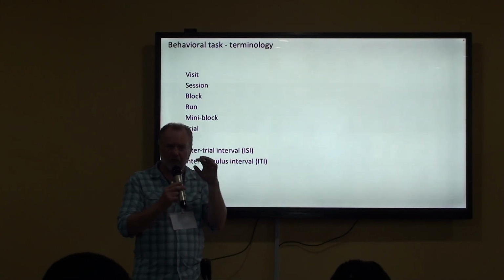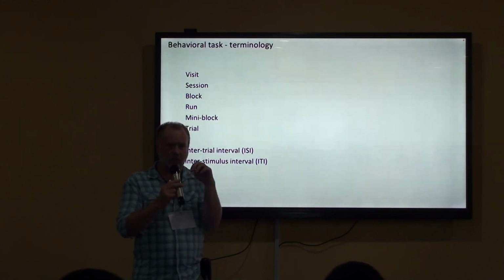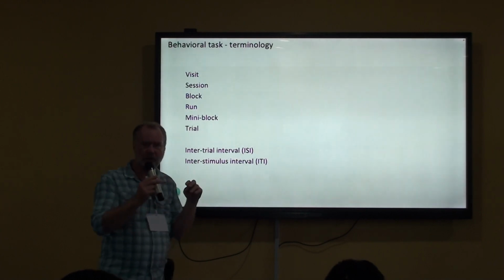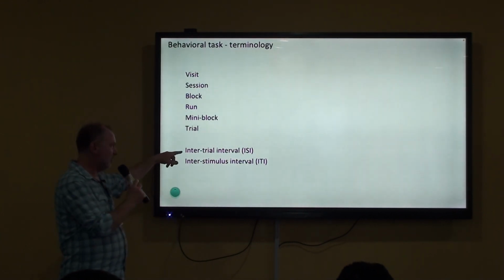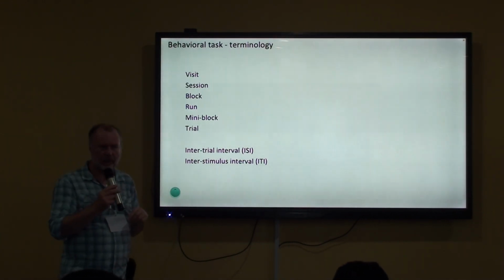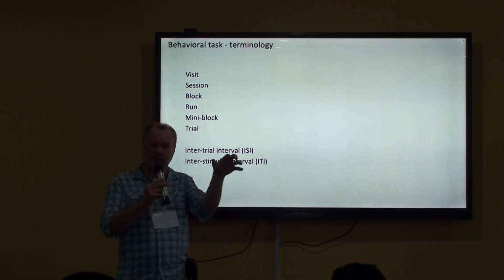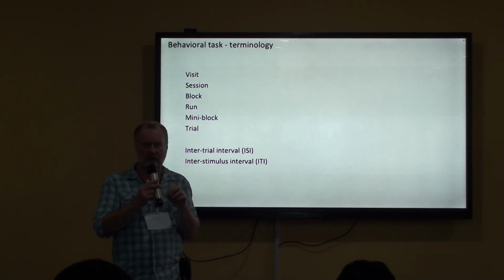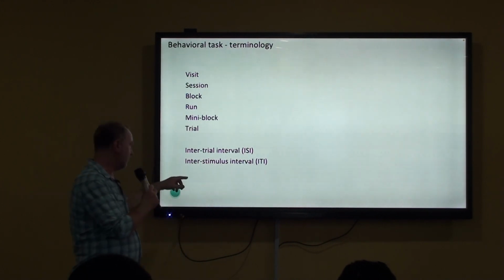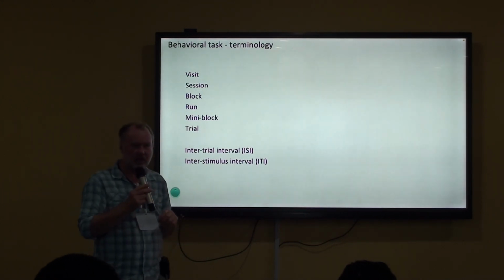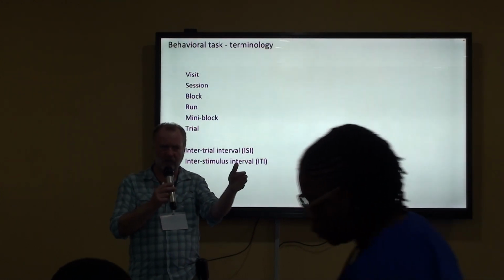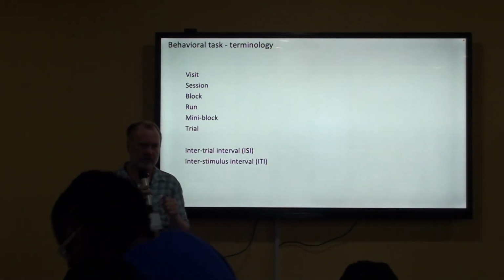Okay, so a trial is an important experimental concept, and then we have 2 things that we often use, and they're very related to each other. It's the inter-trial interval, so it's the time from the end of one trial to the beginning of the next trial. Or it's the interstimulus interval. And the interstimulus interval is often the time from the beginning of the trial to the beginning of the next trial.